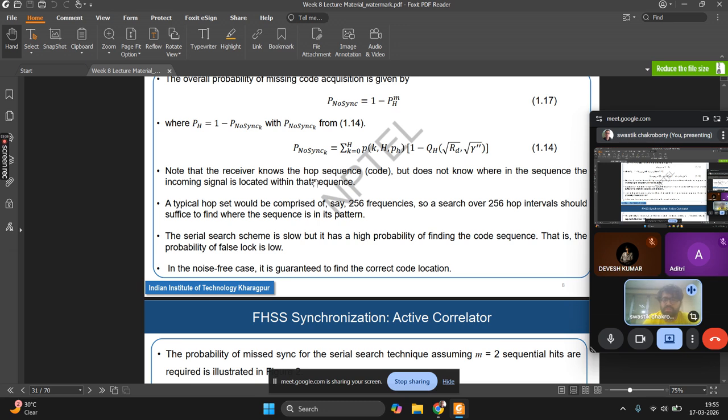Note that the receiver knows the hop sequence but does not know where the sequence of the incoming signal is located within that sequence. Of course, it knows the hop sequence because it generates it locally, but it does not know where and when this hop sequence occurs in the incoming message signal.